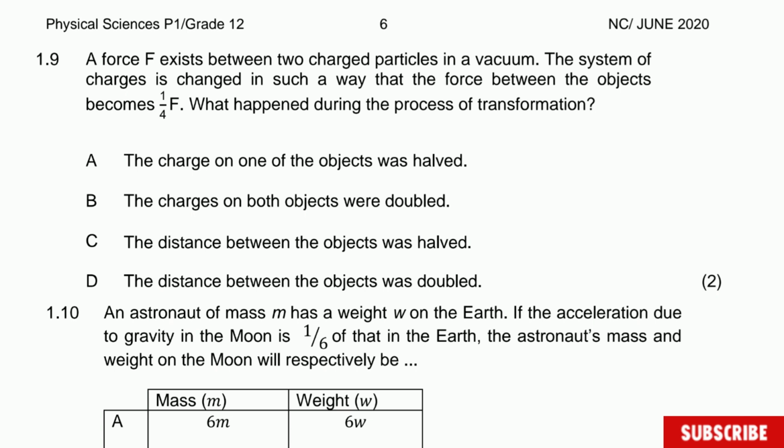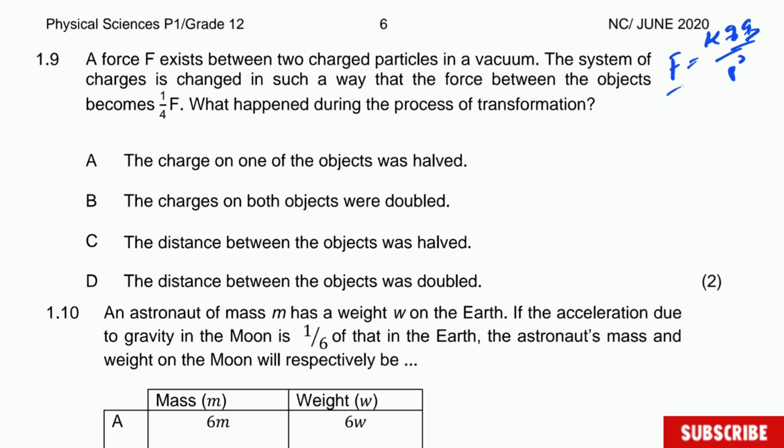Now they give you options. They give you options that they did change the system, and you'll have to check each of them to see which one can give you 1/4 of the force. Okay? So you need to know that in the situation here, under standard conditions, the force is going to be F = kQ1Q2 divided by distance squared.